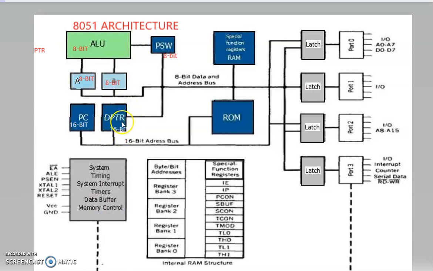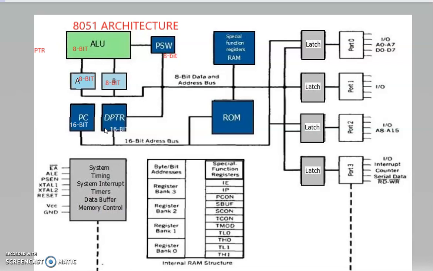register is the DPTR register. DPTR means data pointer. It points to the data. Where is the data stored? The data is stored in the RAM, random access memory, that is external RAM. This is what we use it for. The data pointer is used for accessing the external RAM.